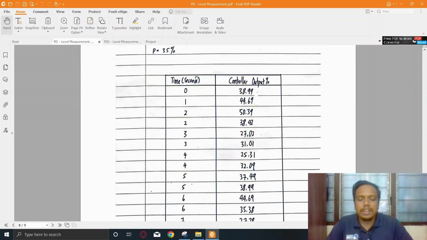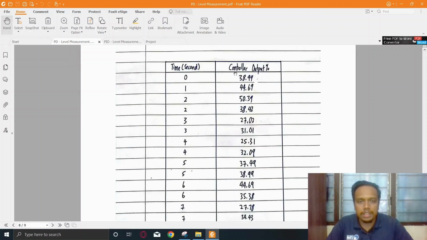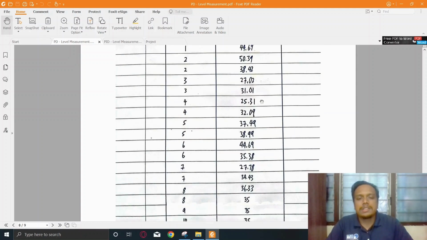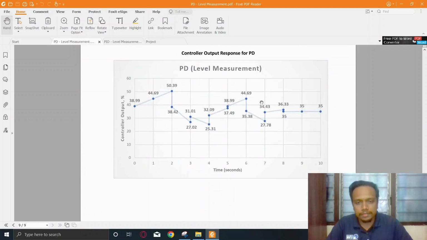So now you can see this is the value we found. We tabulate the entire answer, and from all these answers we make it into a table and then make it into a graph. So this is the graph.